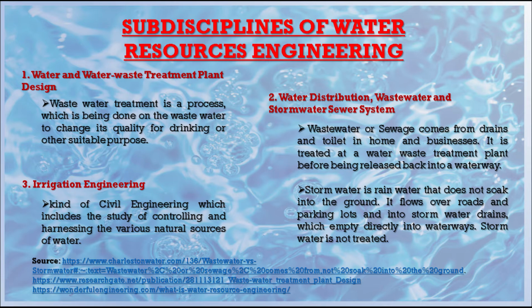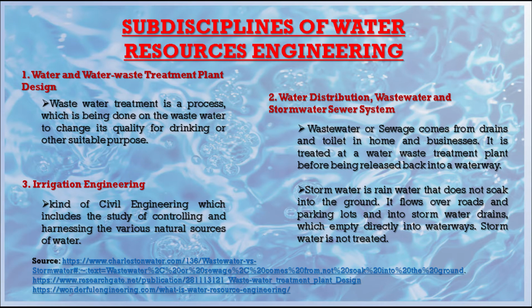So what is the difference between wastewater and stormwater? Wastewater or sewage comes from drains and toilets in homes and businesses. It is treated at a wastewater treatment plant before being released back into a waterway. While stormwater is rainwater that does not soak into the ground. It flows over roads and parking lots and into stormwater drains which empty directly into waterways.